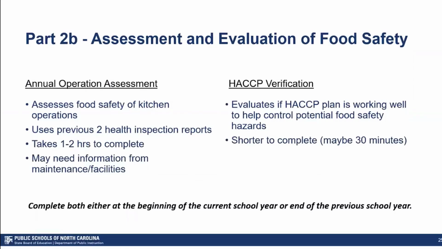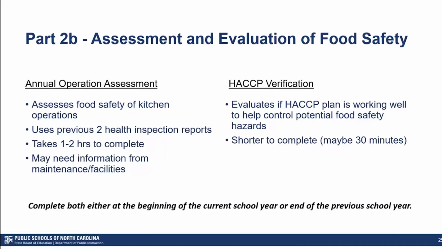So I mentioned the operation assessment and HACCP verification. Those are the two, I'll call them assessments, that you'll need to complete each year as part of your HACCP plan. The first is the annual operation assessment, which is a way to review your operation to make sure it's working well from a food safety standpoint. In other words, are food safety standards being met?